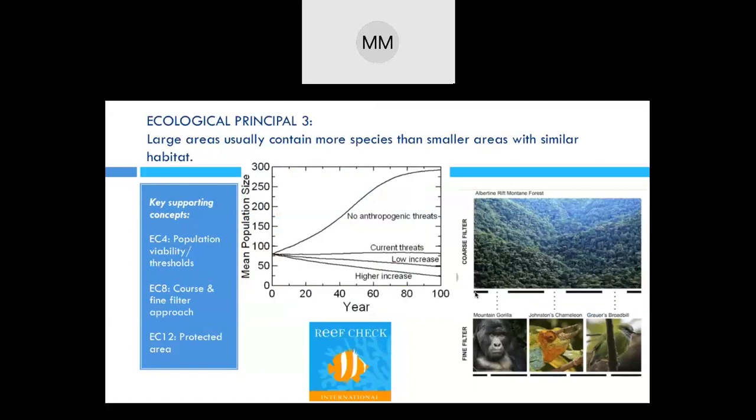Now we go into ecological principle 3, which is large areas usually contain more species than smaller areas within similar habitat. So this looks into the four ecological concepts, which is number 4, population viability or thresholds, coarse and fine filter approach, and also protected area. The theory of island biogeography illustrates a basic principle that large areas usually contain more species than small areas with similar habitat because they support larger and more viable populations.